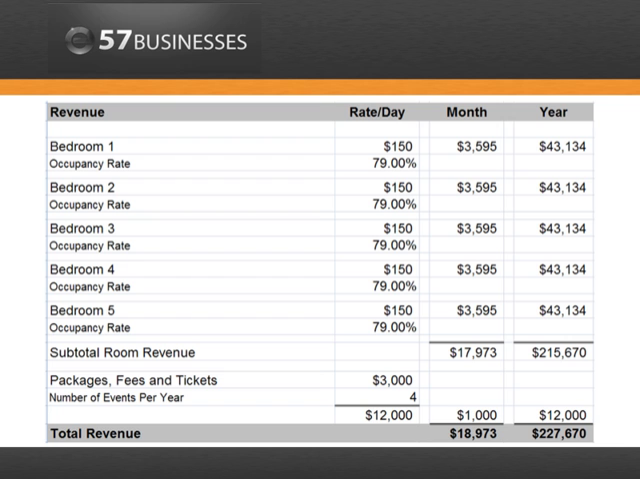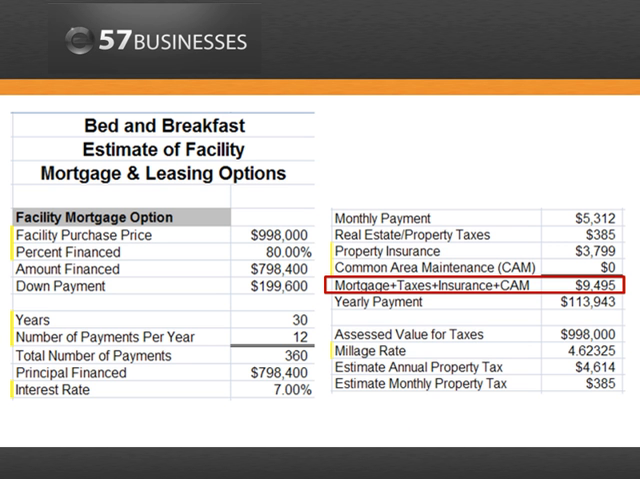So if you look, the total revenue for this bed and breakfast on a monthly basis, on average, was close to $19,000 a month, and for the year, it was close to $228,000. Not bad. That's a nice chunk of revenue coming in to work with. So let's go take a look at the expenses and see how this all comes out. On this slide, this is an estimate of the facility mortgage and leasing options.